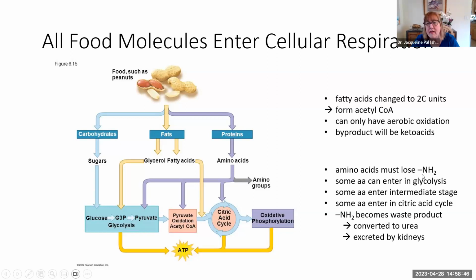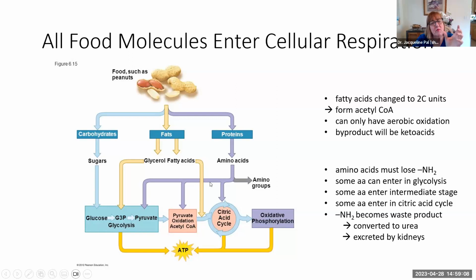Well, one thing they all have in common is they all have to lose their amino groups. And basically, this becomes a waste product. It gets converted when it's in the blood and it gets to your kidneys. It's converted to something called urea, which your kidneys will excrete. We'll learn about that when we learn about your renal physiology.